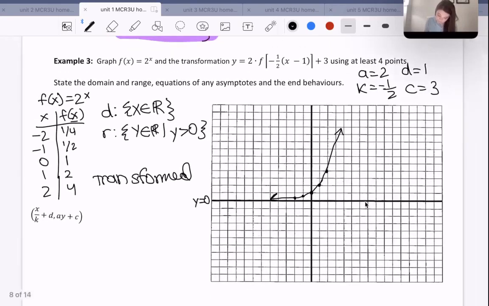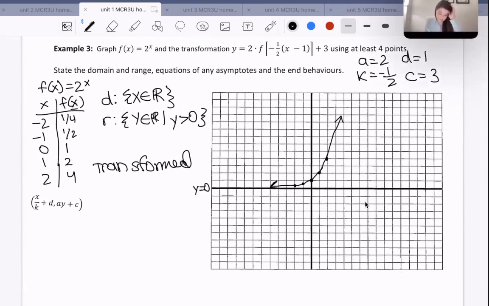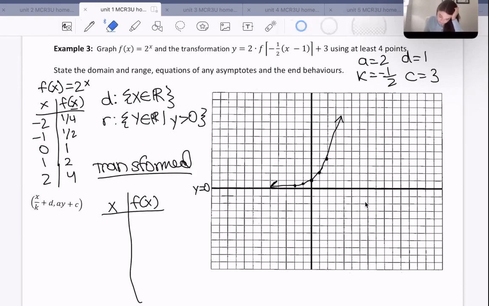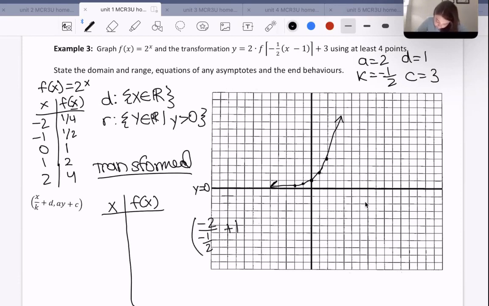Okay. So we want to start with all of these points. Let's start with the very first point. Okay. All right. Negative 2 over negative a half plus d, so plus 1, comma, a y plus c. Okay, so 2 times y, which in this case y is a fourth because we're doing this first point here. Actually, I'll highlight it as we're doing it. We're doing this one right now.